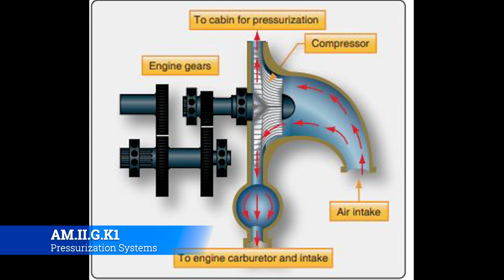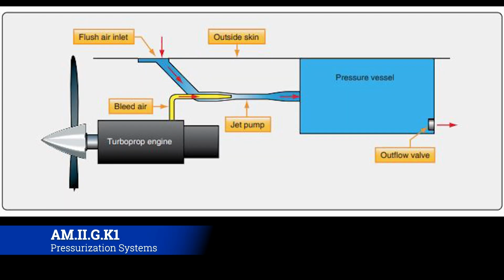But this could be potentially one source, or a way to pressurize a cabin if you have a reciprocating engine. Okay, so there's two basic ways that a turbine engine pressurizes air.